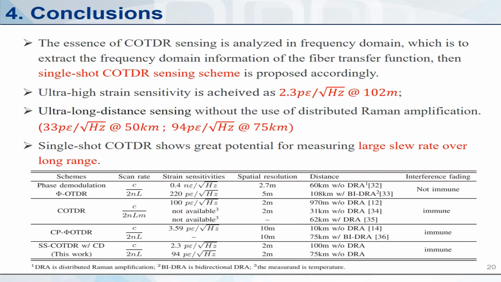Here are the conclusions. In this work, the essence of COTDR measurement is analyzed in the frequency domain. So we can see that essentially COTDR is to extract the frequency domain information of the fiber transfer function. Based on this, we proposed a single-shot COTDR scheme. As a result, we can achieve 2.3 picostrain per square root hertz at 102 meters. Moreover, we can get very good sensitivity over 75 kilometers without distributed amplification. This scheme shows great potential for measuring large slew rate over very long range.